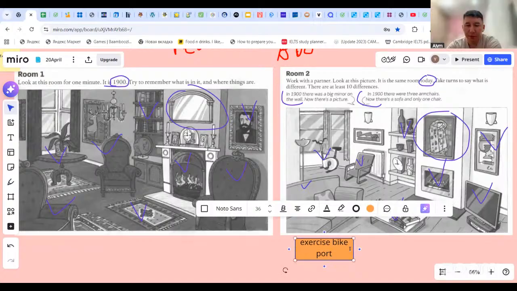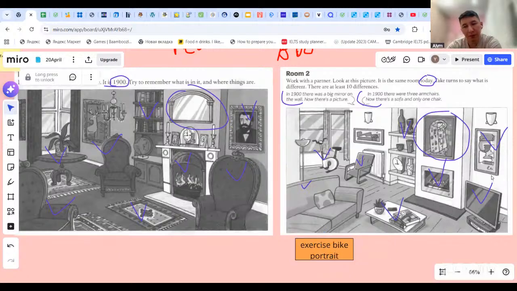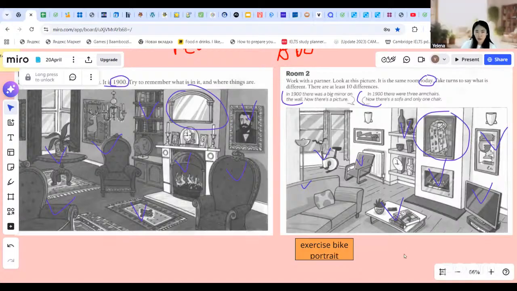And now there is an abstract picture. Yes, we can call it an abstract picture. Yes, there is an abstract picture. Okay. Good. Anything else? What about this thing and this thing, for example?